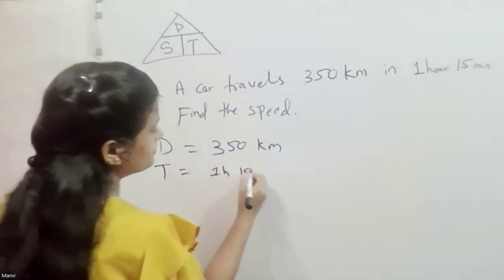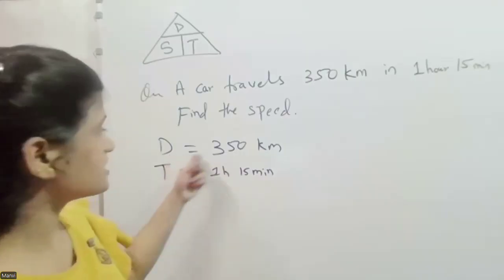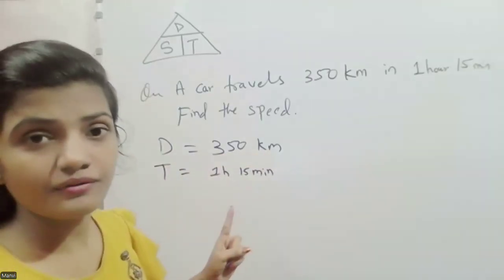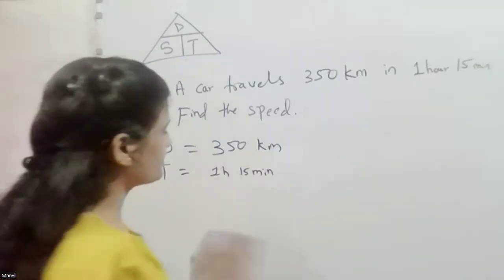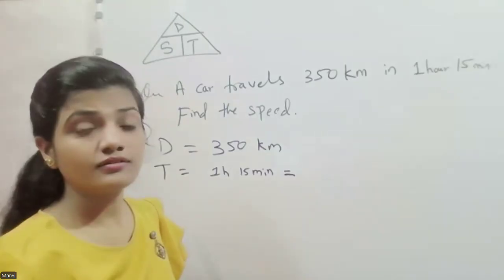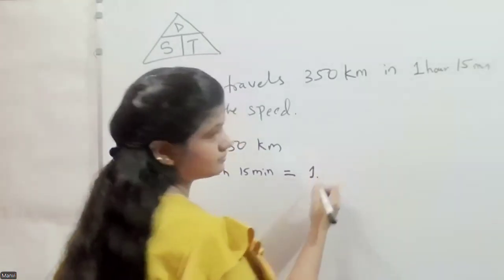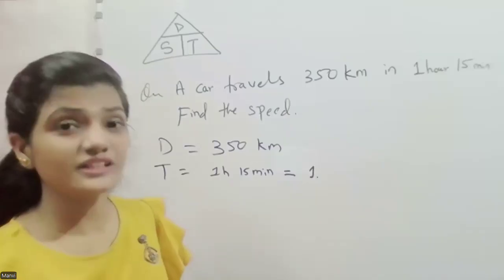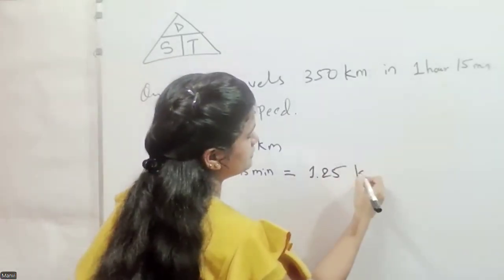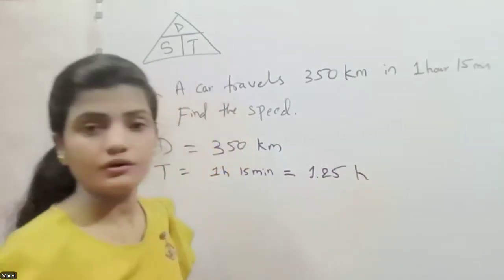1 hour 15 minutes, and you know that we need to convert because if distance is given in kilometer, time must be in hour. Okay? So we can write this 1 hour 15 minutes as 1.25. Very good. 1.25 hour. Sorry, hour, this is hour. Okay?